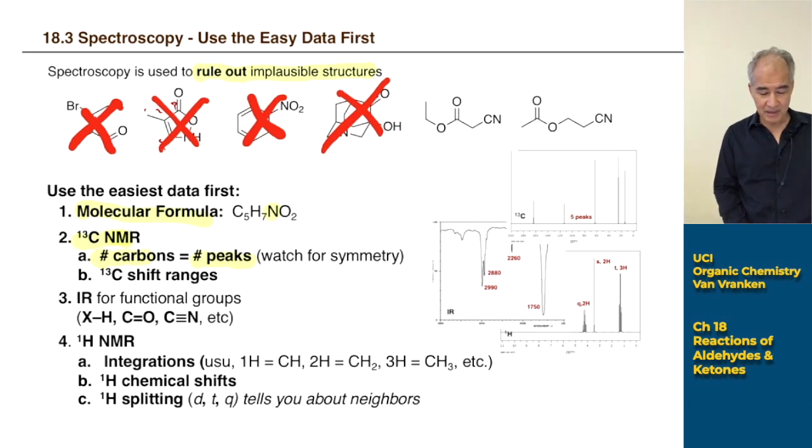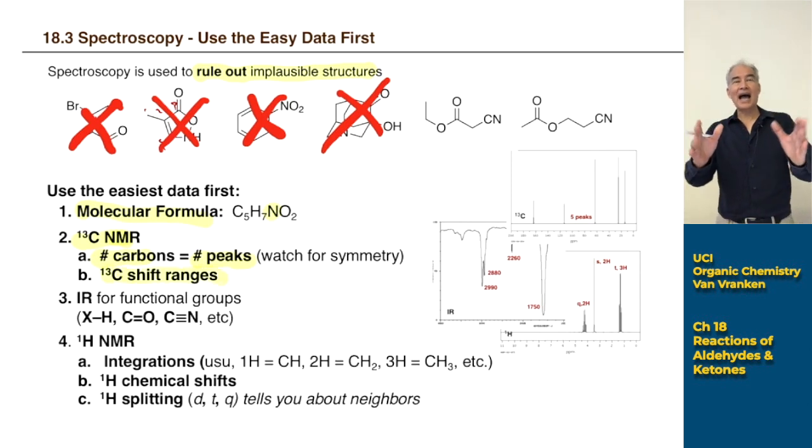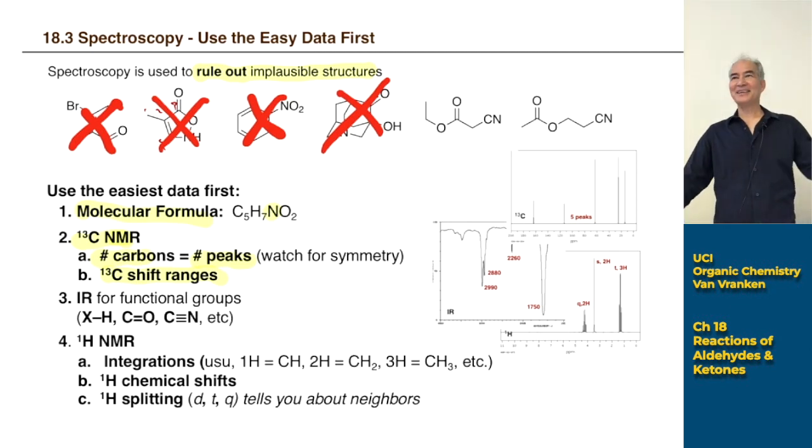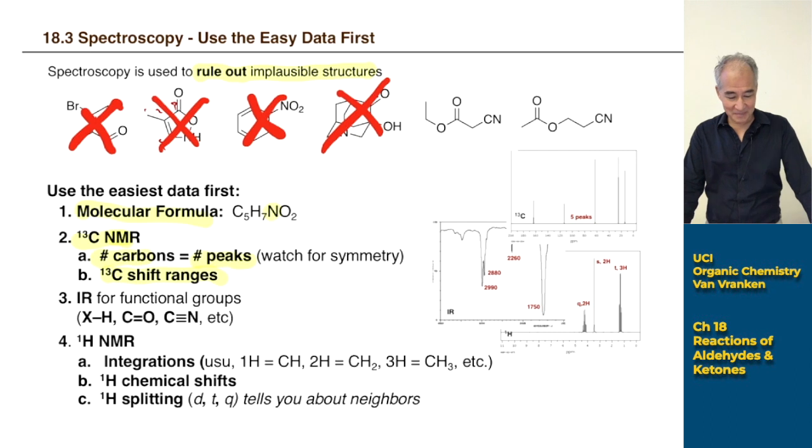And the other thing that's valuable about C13 NMR is the chemical shift ranges are very defined. Alkanes are in one region, benzene rings are in another region. It just makes it more simple.